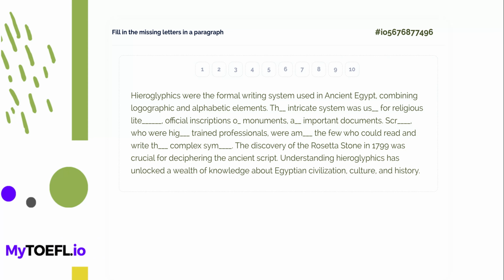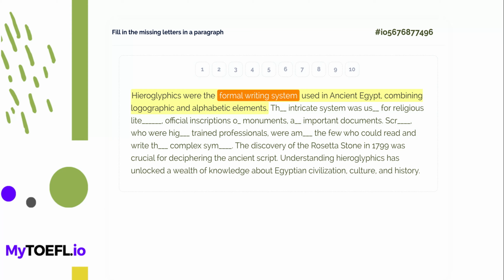Let us first look at the opening sentence. Hieroglyphics were the formal writing system used in ancient Egypt, combining logographic and alphabetic elements. This sentence introduces the main topic. Notice the phrase formal writing system. This tells us exactly what hieroglyphics were, a structured method of communication.